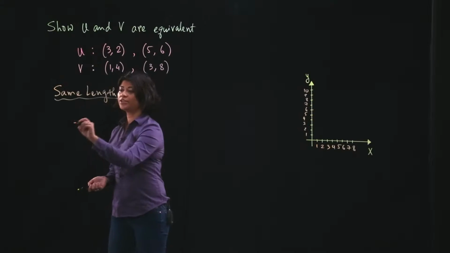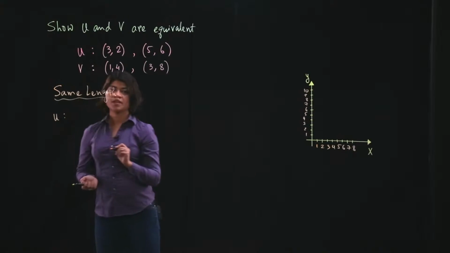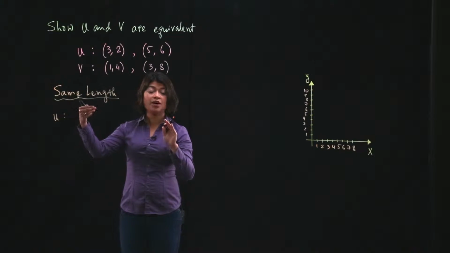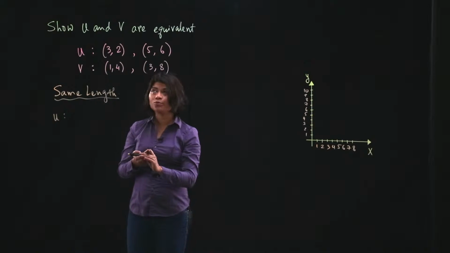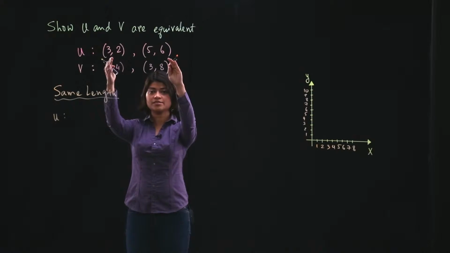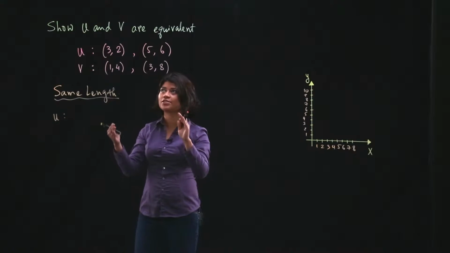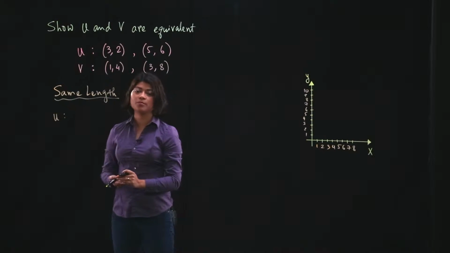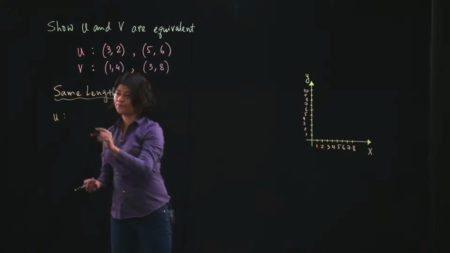Okay, so let's start with u. How do we show that they have same length? How do we find the length of u? Well, notice that it's a line segment between these 2 points. So the length of u is just the distance between the 2 points. So we have to use distance formula and compute the length.